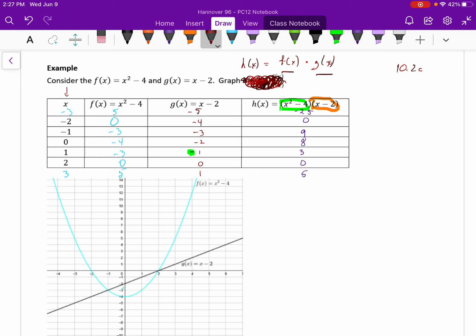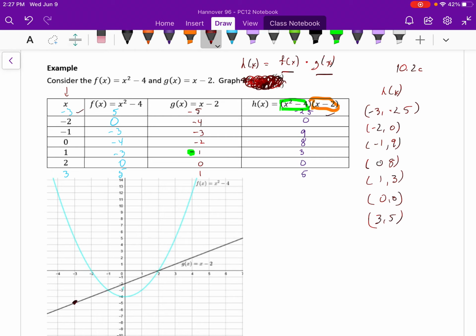So I'm just going to maybe write down my x values, or my points. I know I have a point on h of x as negative 3, negative 25. Right, negative 3, negative 25. And then 2, comma 0. And then negative 1, 9. 0, 8, 1, 3, 0, 0. Last, 3, 5. So I'm just going to plot those points along.